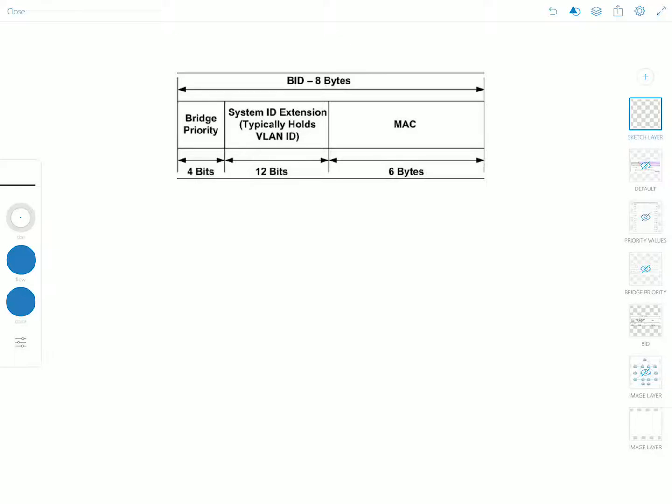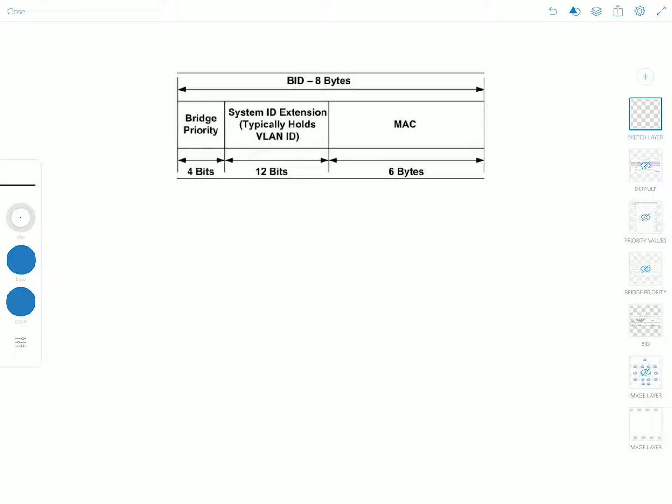So in the previous video I mentioned that the default bridge priority is 32,768, but what I didn't tell you is that it can be modified only in increments of 4096. And in this video, you're going to find out why.